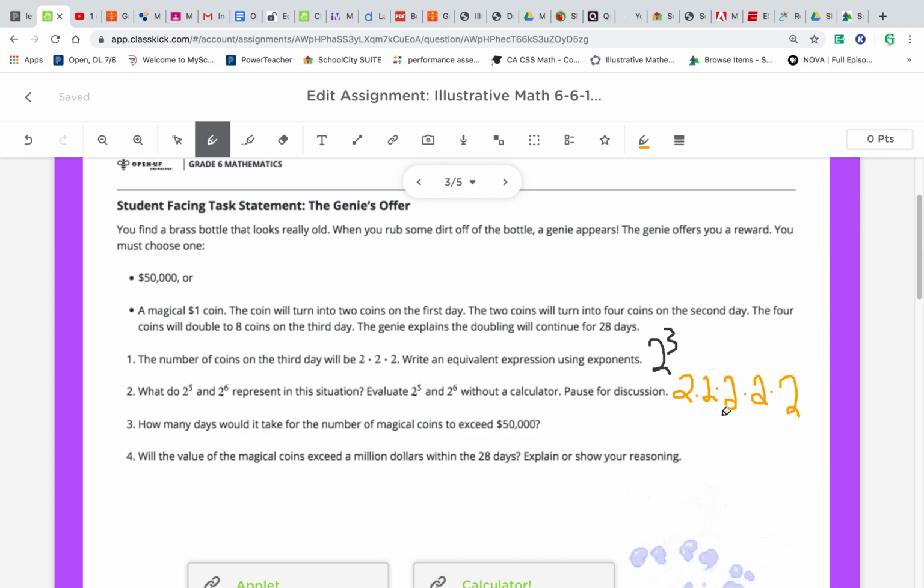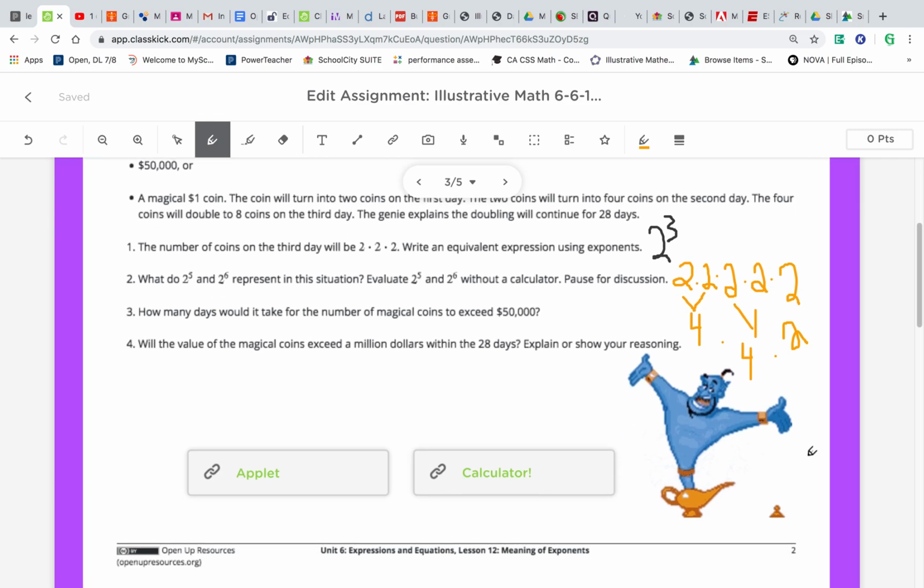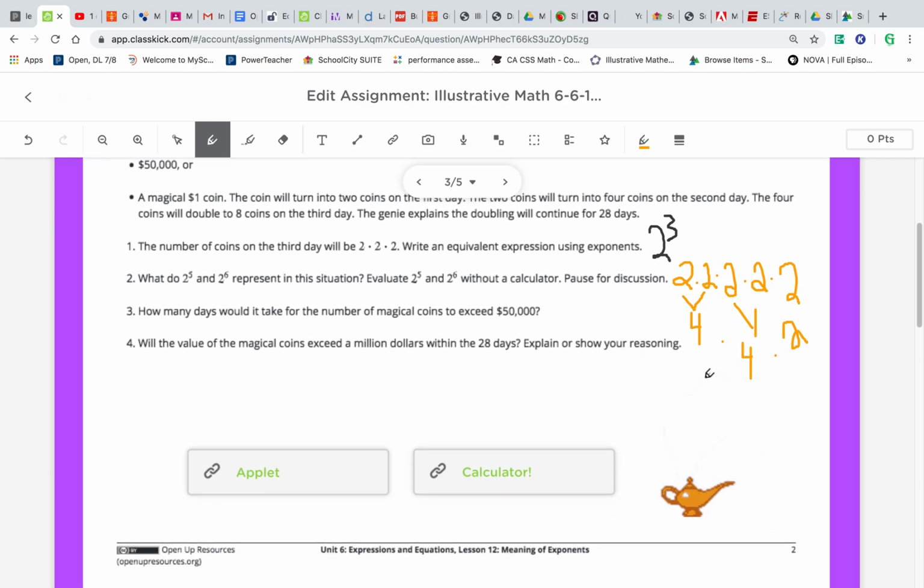Okay, so if we look at this here, we can say 2 times 2, that's 4. And then this 2 times 2 is 4. So we have 4 times 4 times 2. And 4 times 4 is 16.